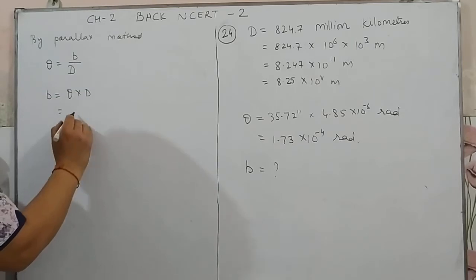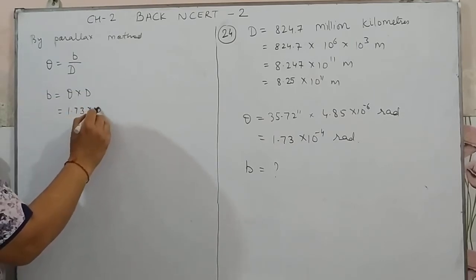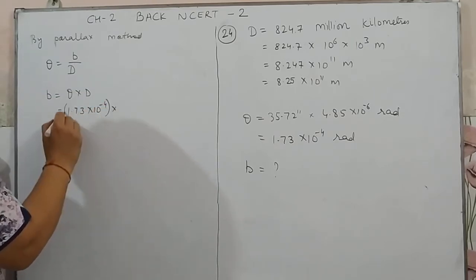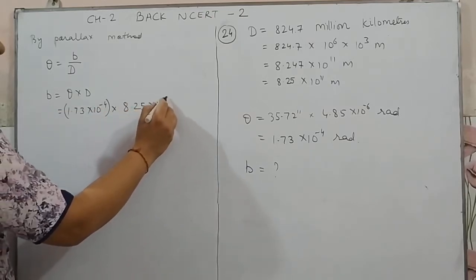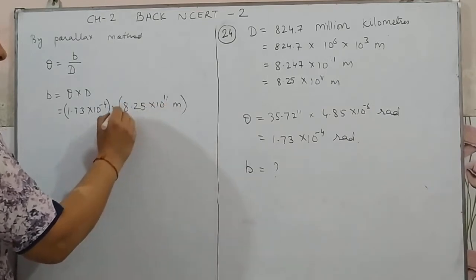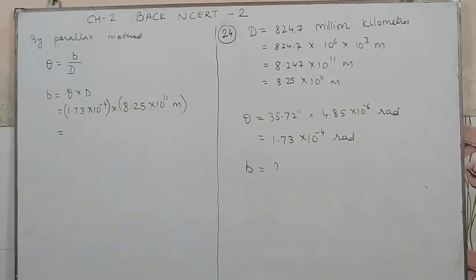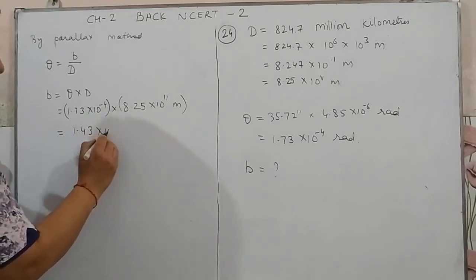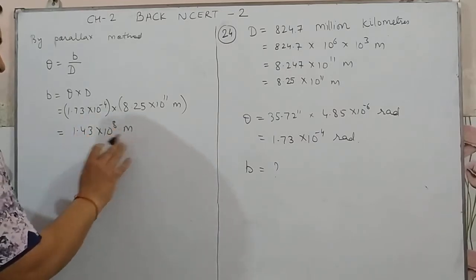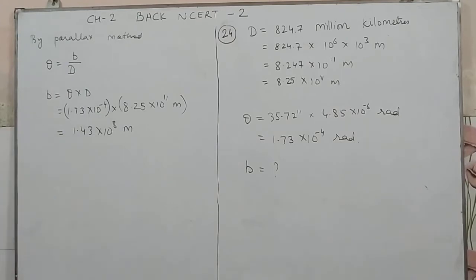Theta is 1.73 × 10^-4. Okay. D is 8.25 × 10^11 meters. Okay. So B comes out to be 1.43 × 10^8 meters approximately. Okay, what is B in this question? They said here that B is the diameter of the Jupiter planet. Okay.